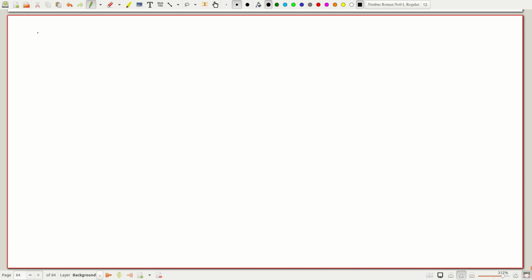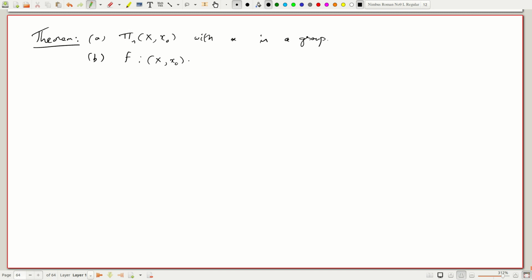So just to say that again, the theorem we have is, so A, let me put it this way, pi n of x0 with star is a group. More than that, it's functorial. And it's functorial in the homotopy category. So if I have f from x0 to y0, it induces the map f star from pi n of x0 to pi n of y0.